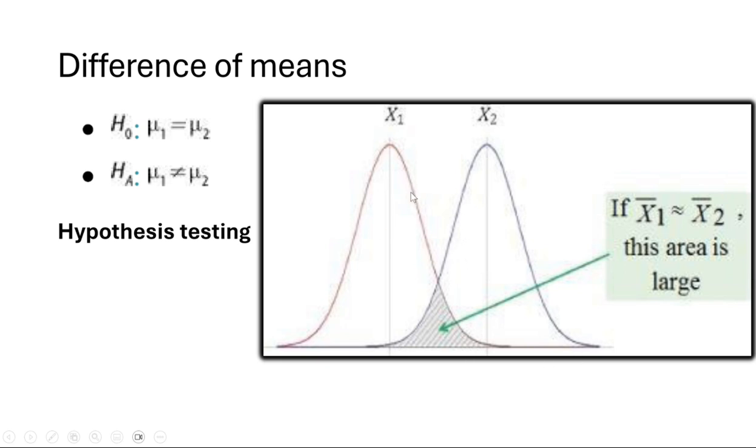We are going to find whether these two samples belong to the same population or different populations. That is, if they have the same mean, then they belong to the same population. If they have different means, then they belong to different populations. So if this shaded overlapping area is large, then X1 is approximately equal to X2. If there is no overlap between X1 and X2, then X1 is not equal to X2.